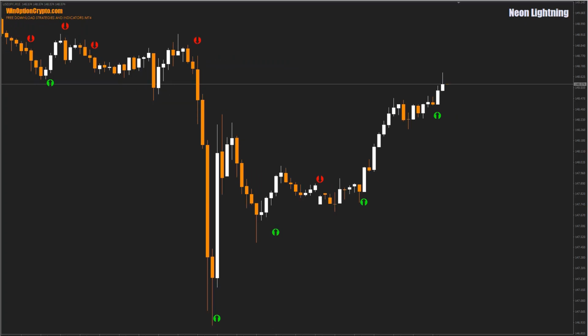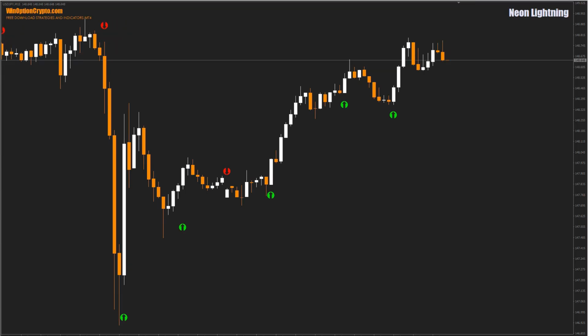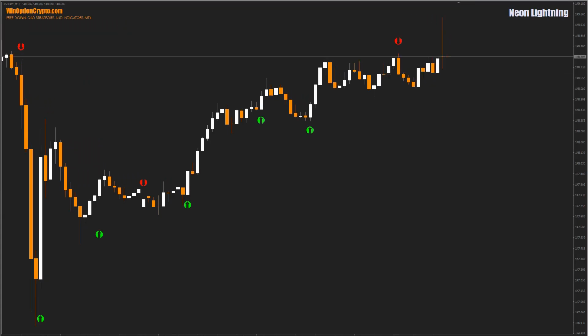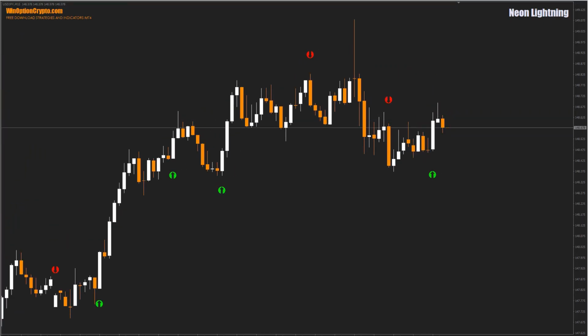The advantage of this system is the simplicity of signals and complete accessibility. It can be used by any trader, even if he has no experience in binary options trading. Everything is as simple as possible. A signal appears, a trade is opened.